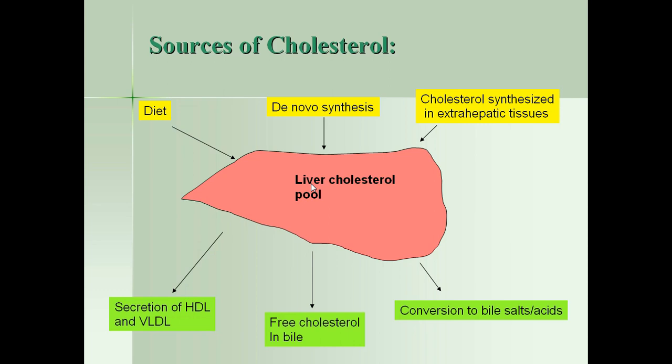Cholesterol is obtained from the diet, and also from de novo synthesis in the liver, as well as cholesterol synthesized in extrahepatic tissues and brought to the liver by the reverse cholesterol transport mechanism. Now the liver cholesterol pool is formed. This pool is further utilized to form vitamin D, bile acids and bile salts, and free cholesterol becomes part of the bile along with phospholipids. It is also involved in the secretion of lipoproteins, VLDL and HDL, etc.